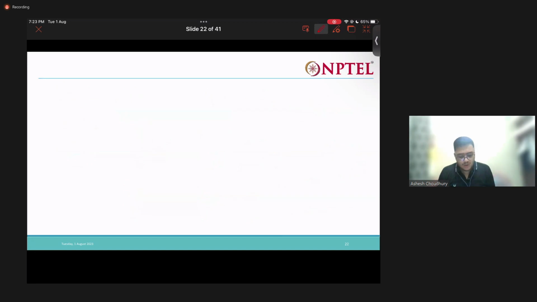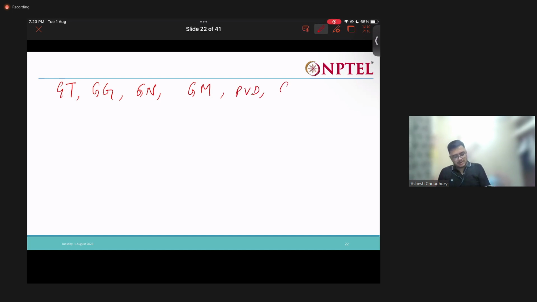Now what are the main types of geosynthetics? First is geotextile, the most common. Then we have geogrids, geonets, and geomembranes. We saw the images of all these things in the first slide. Then we have PBD, geosynthetic clay liners, geocells, and also geocomposites.